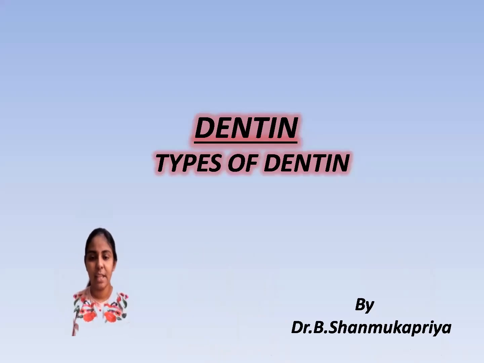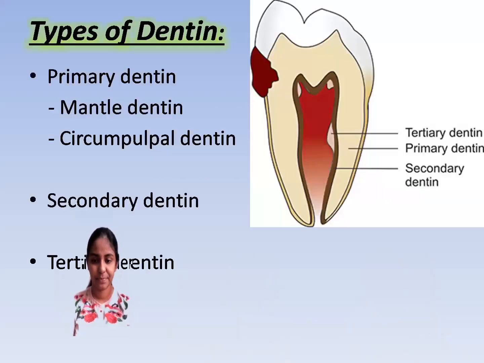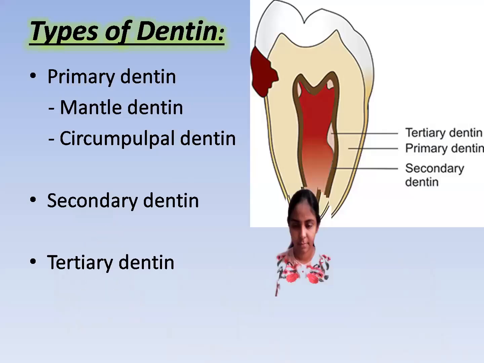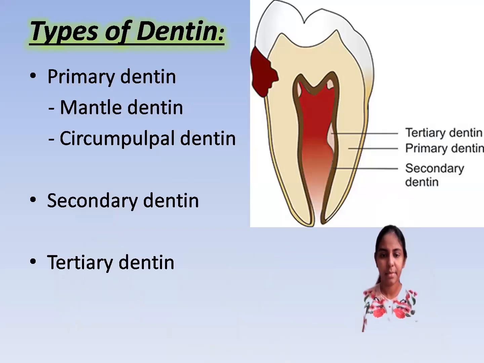Hello students. Today the class will be dentin, types of dentin from oral histology. There are mainly three types of dentin: primary dentin, secondary dentin and tertiary dentin. Primary dentin is again divided into mantle and circumpulpal dentin.